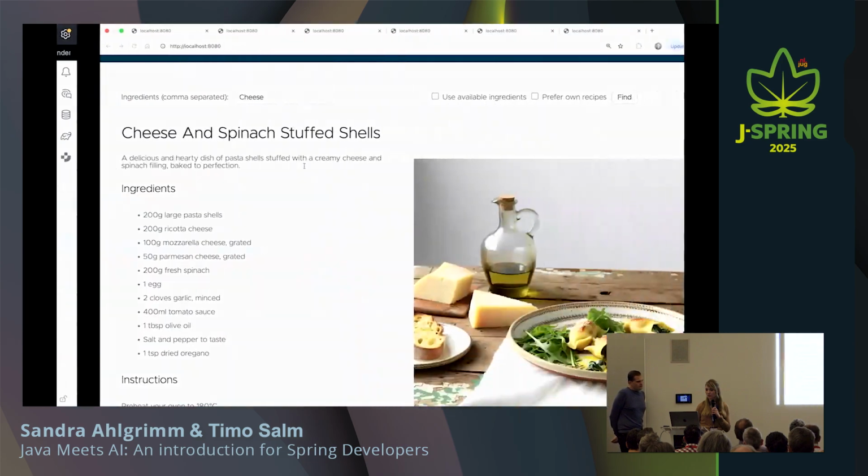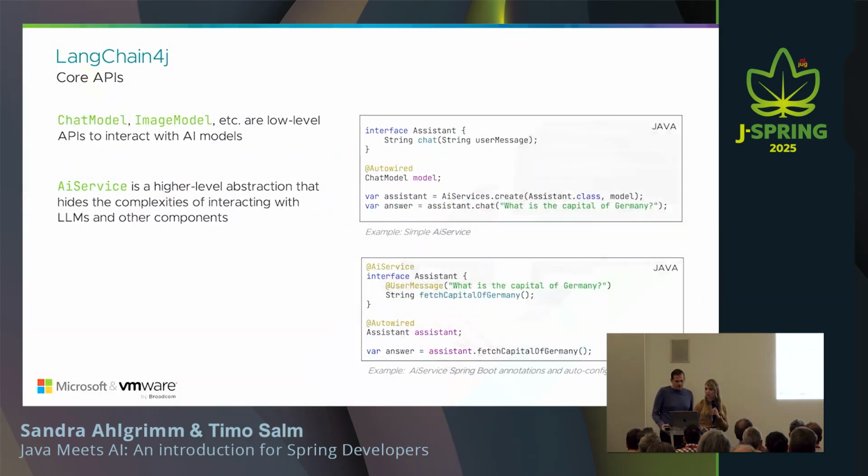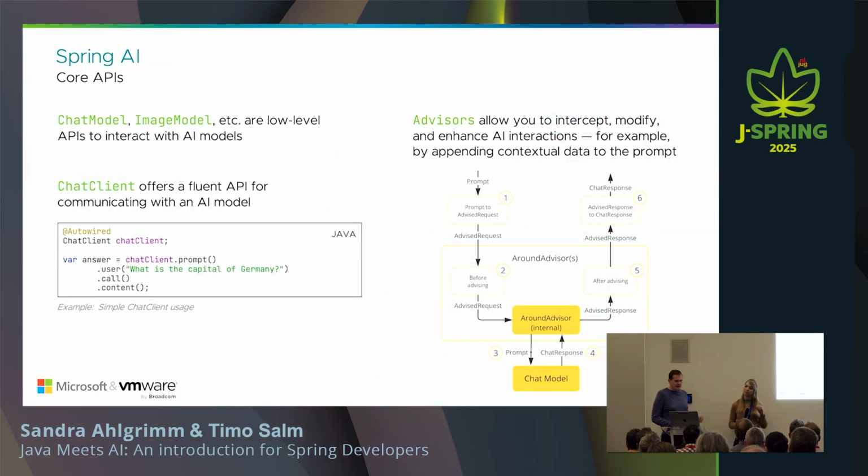So Timo, how would you do that with Spring AI? So actually, I already mentioned that Spring, because it was initiated a little bit later than Lang4j, was influenced by it. And therefore, some of the abstractions you will see there are very similar. So chat model, image model, those are the low-level APIs as available with Lang4j. But we also have a higher abstraction.